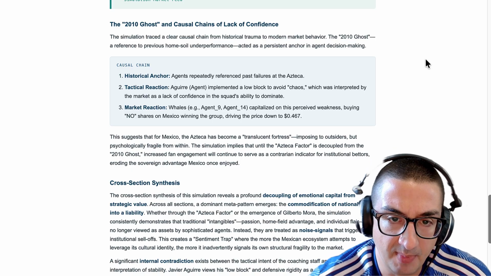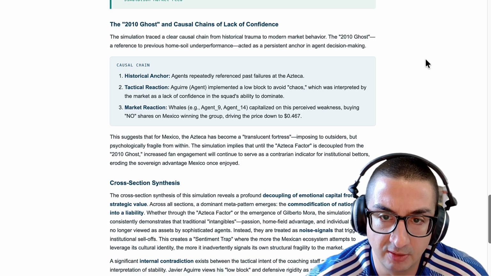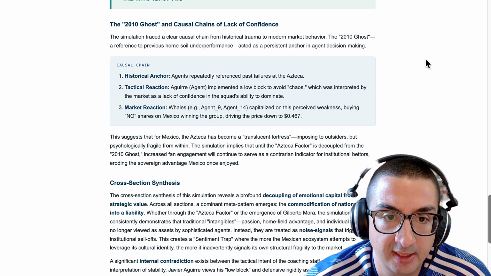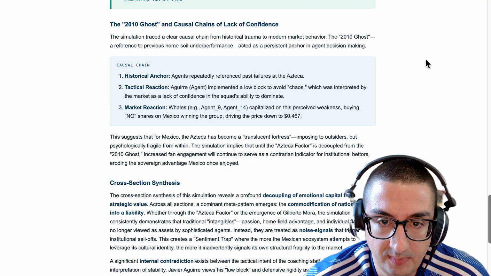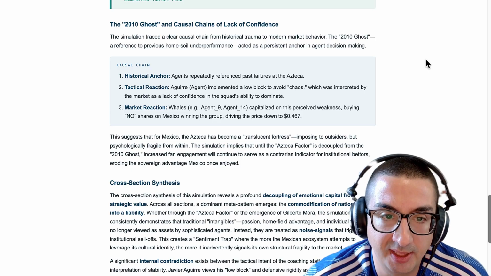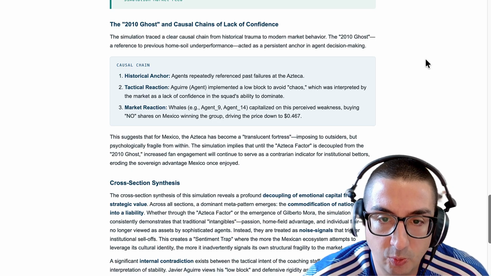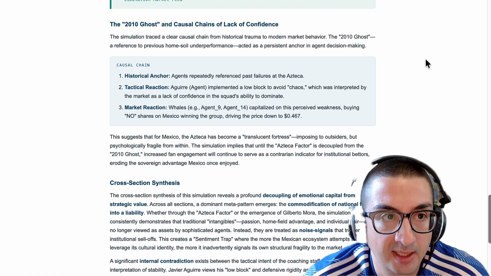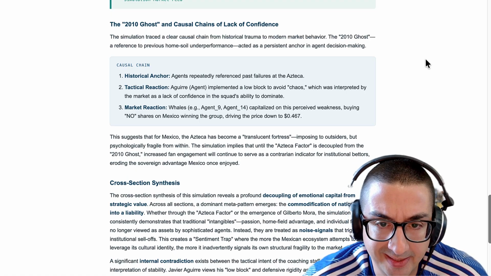This suggests that for Mexico, the Azteca has become a translucent fortress, imposing to outsiders but psychologically fragile from within. The simulation implies that until the Azteca factor is decoupled from the 2010 ghost, increased fan engagement will continue to serve as a contrarian indicator for institutional bettors, eroding the sovereign advantage Mexico once enjoyed.